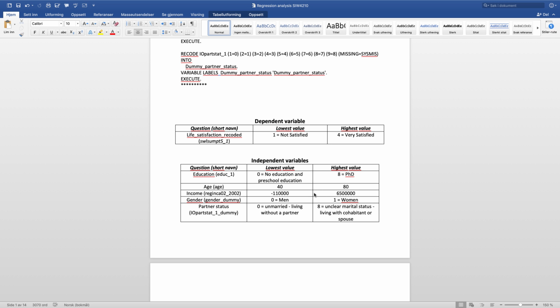But this is register data. I understand that you haven't worked with register data before, and I haven't shown you how to recode register data. It's not a problem as such, but if you were going to do the work on register data, I would definitely show you more about recoding.